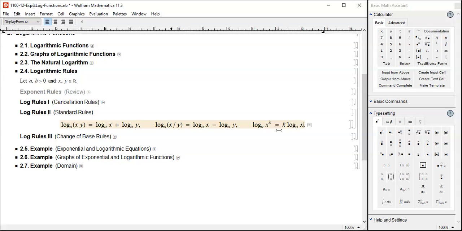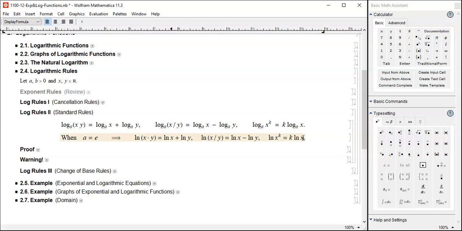For example, if this is the square root of x, then this is the 1/2 power. That's the same as 1/2 times the logarithm. If this is, say, the 1/3 power, then this is 1/3 times the logarithm. So k can be any real number, actually. It doesn't have to be an integer. Here are corresponding rules for natural logarithm. Instead of writing log base e, we can rewrite those into ln.